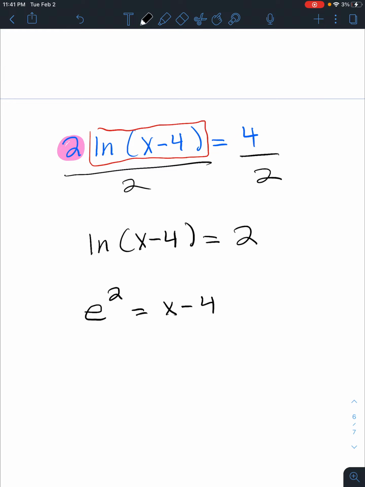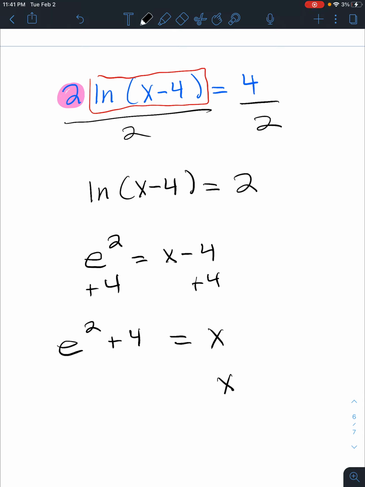You understand now that e to the power of 2 is a number. It's 2.7 something something something to the power of 2. It's going to be a long decimal. We don't have time for that, so we're going to leave it as e to the power of 2, and then we're just going to add 4 on both sides. So we end up with e to the power of 2 plus 4 equals x. If we didn't need the decimal badly, we would just leave it as that. But just to prove to yourself that you can actually find the answer and that you know it's a number, go ahead and put this in a calculator, and you should get 11.39.